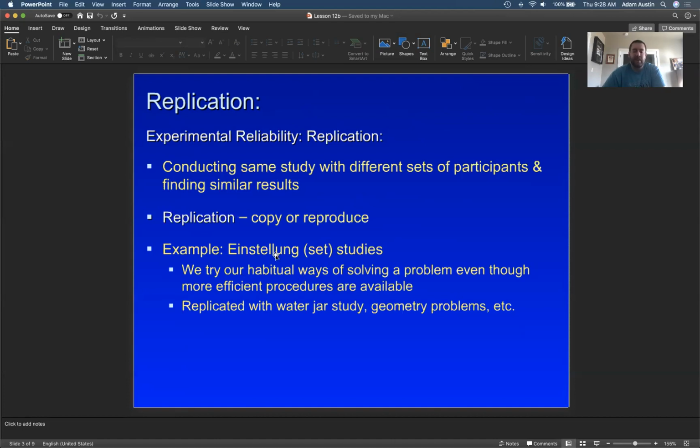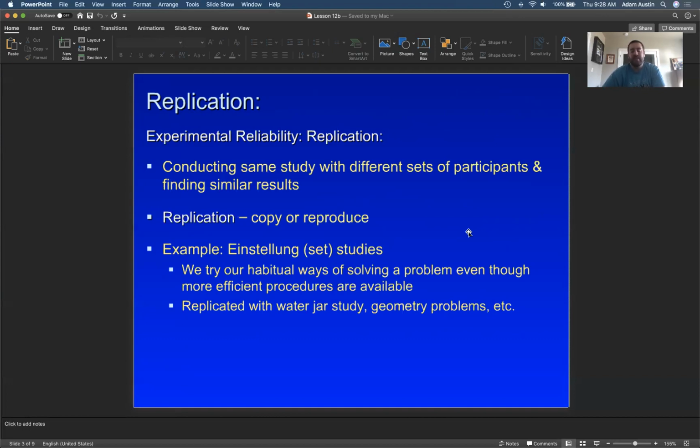So example here, Einstellung: we try our habitual ways of solving a problem, even though more efficient procedures are available. Replicate this with the water jar study, geometry problems, et cetera. So really this is just looking at, do you constantly go through your same sets of, all right, I'm introduced with this problem and now I'm just going to do trial and error. I'm going to sit down and brainstorm. I'm going to go through this logically.